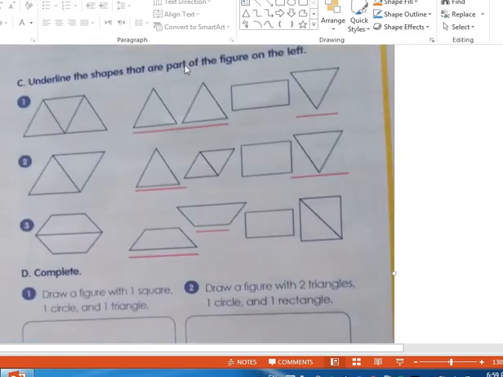Underline the shapes that are part of the figure on the left. I have here the figures on the left and here the parts that form that figure. So I have 1, 2, 3 triangles that form the composite shape in number 1. In number 2, I have 2 triangles that form this figure. And in number 3, I have the 2 trapezoids that give me this figure. Okay?